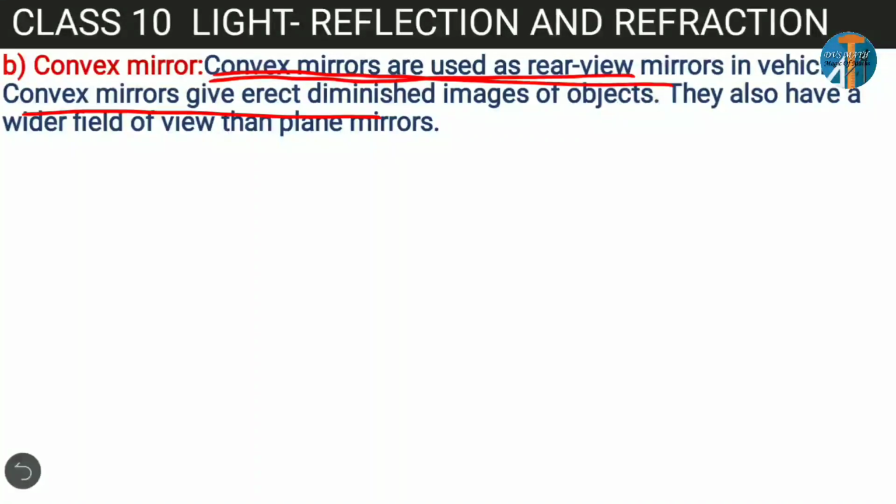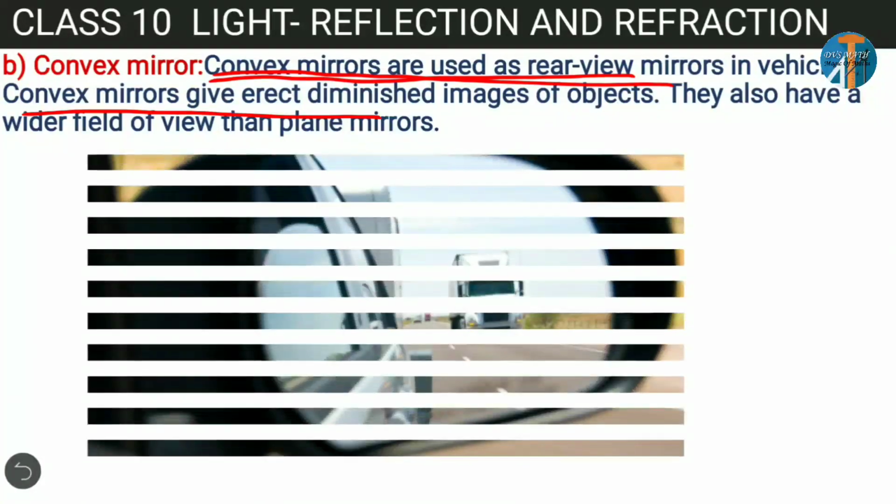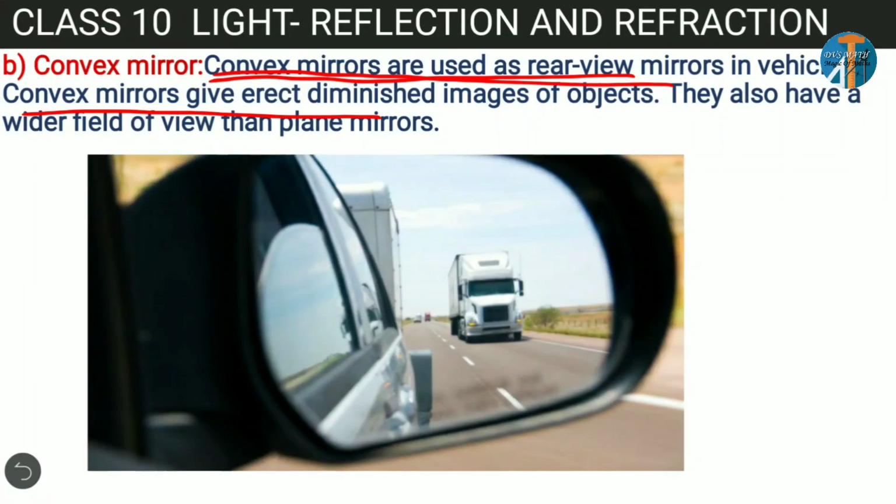They also have a wider field of view than plane mirrors. Here you can observe, right? The small mirror captures the whole thing which is at your backside. You can think once: the small mirror captures a tractor, or a lorry, or a bus, and the whole road is covered by this small mirror, right? That's why we call it a diverging mirror. Diverging means it will take a wide range.